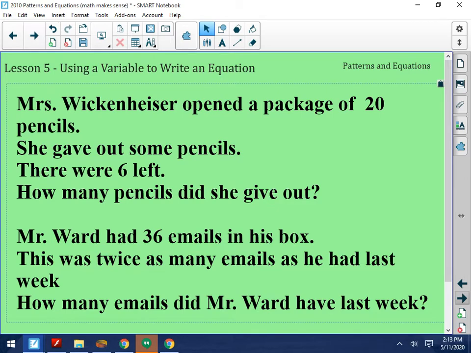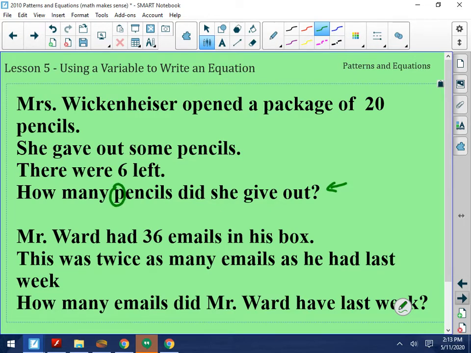Okay. Here's some other problems. Mrs. Wickenheiser opened up a package of 20 pencils. She gave out some pencils. There were 6 left. How many pencils did she give out? This part here, how many pencils did she give out? That's our unknown. That's our variable. We'll use the letter P for that one.